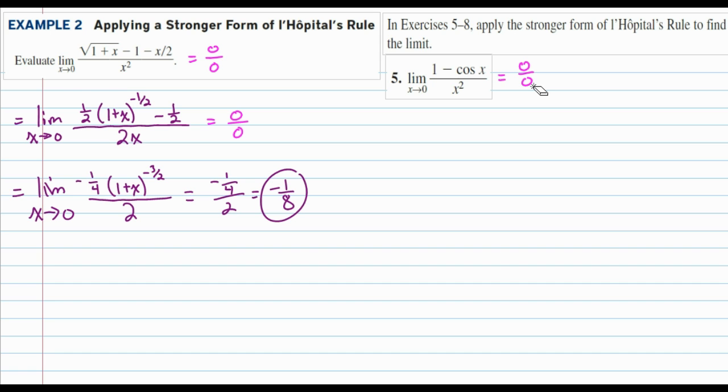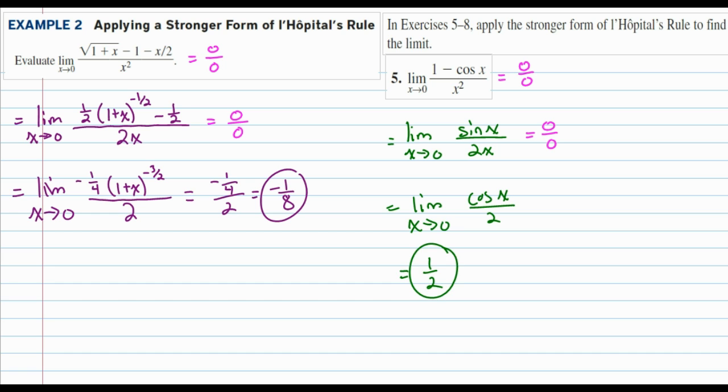So instead, I'm going to take the limit as x approaches 0 of the derivative of the numerator over the derivative of the denominator. L'Hopital's rule says that that's going to be the same. So I plug in 0, but yet again, I get 0 over 0. So I've got to use L'Hopital's rule again. The limit as x approaches 0 of now cosine of x over 2. Now I can plug in 0 and I get 1/2.